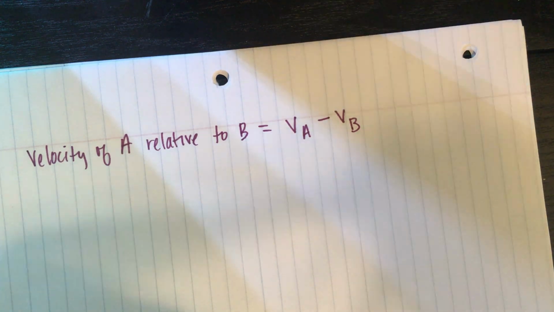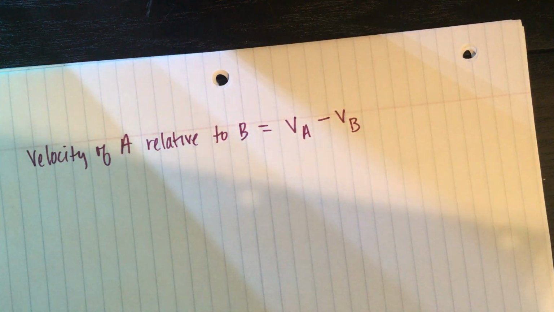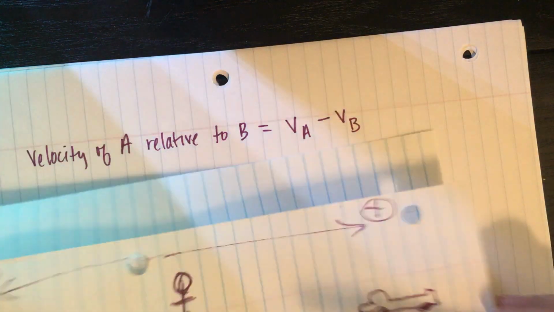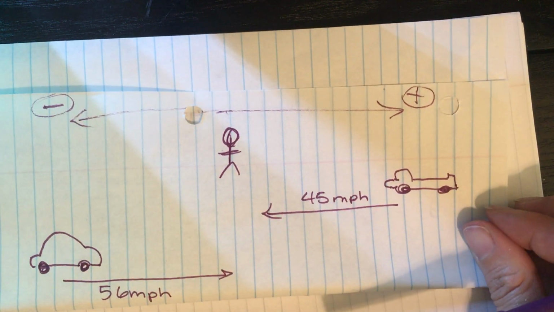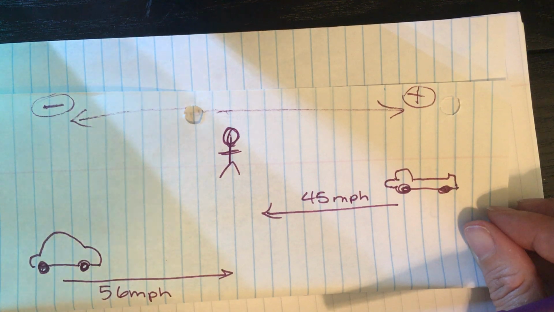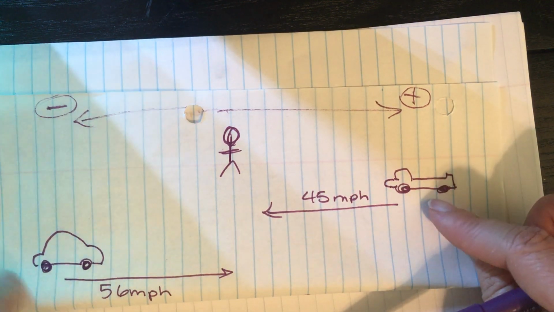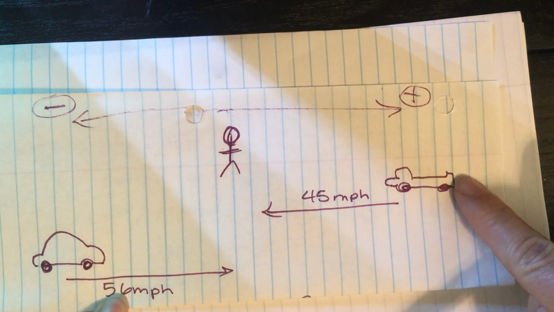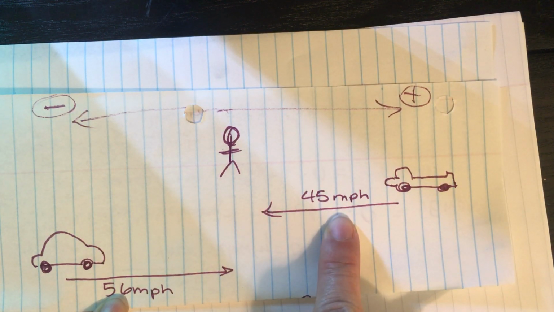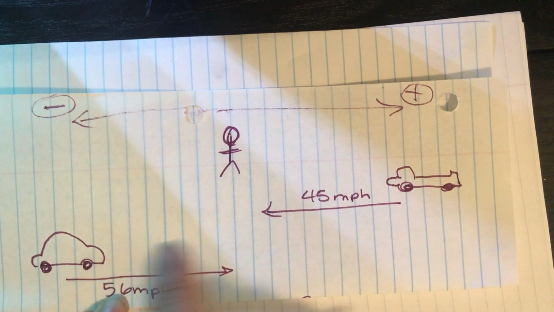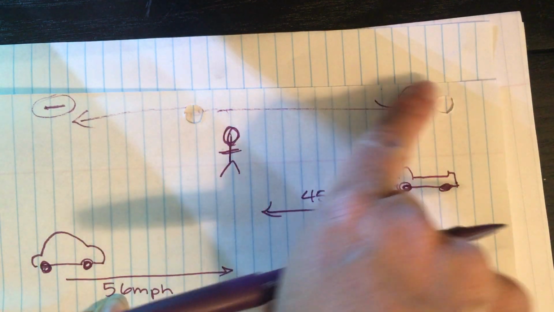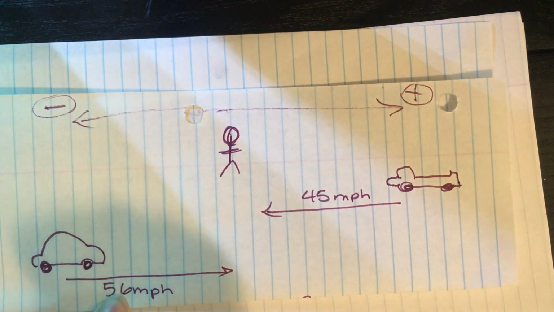All right, and I've already drawn a little picture of our situation. So maybe you can see this here. We have our car traveling 56 miles per hour to the right, and our truck traveling on the other lane in the opposite direction, 45 miles per hour. And here you are standing on the side of the road. For this problem, we're going to define positive to be to the right and negative to the left. Again, we're working in one-dimensional motion.